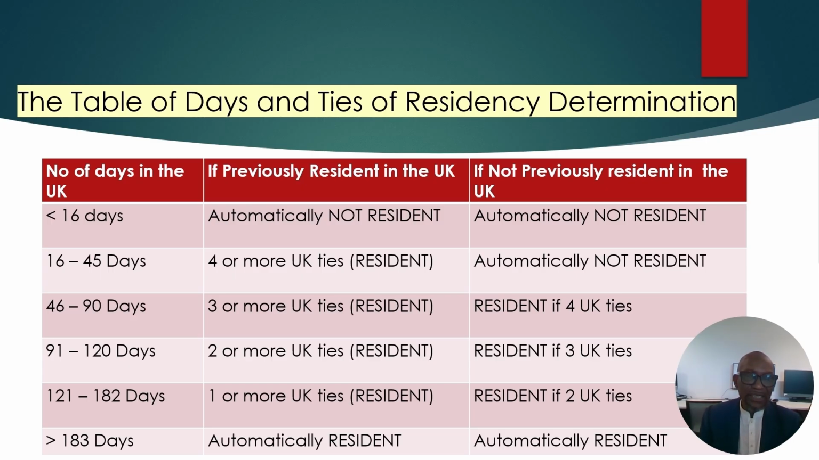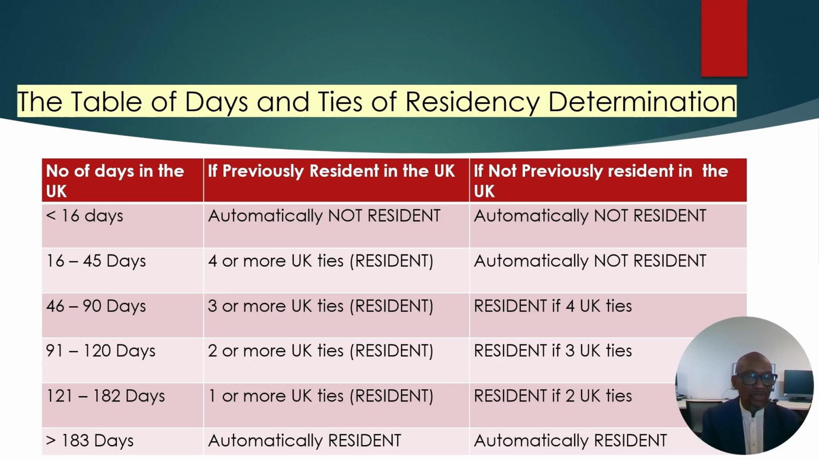The second row is where you spent 16 to 45 days. Now, this is where the ties will come into play if you are previously resident in UK. If you have 4 or more ties in UK, then you will be considered resident. But if you are not previously resident in UK, if you stay between 16 and 45 days, automatically you are not resident.